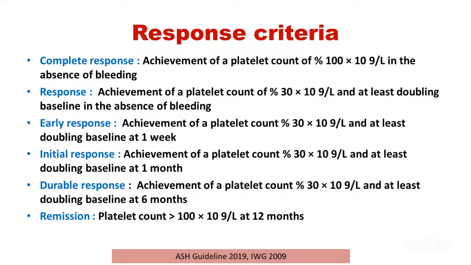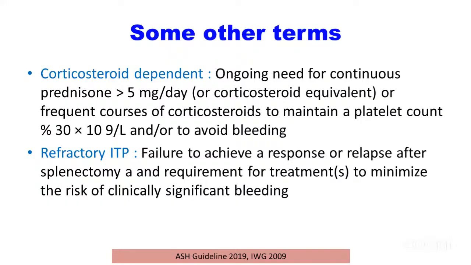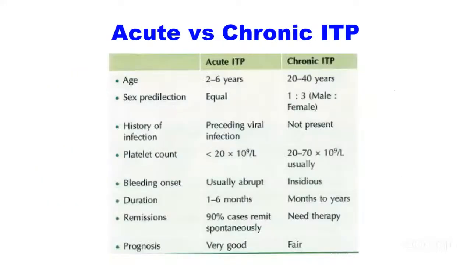So these are the American Society of Hematology Guidelines 2019. There are some other terms, like corticosteroid dependency, when continuous prednisolone more than 5 milligram per day or a corticosteroid equivalent is required, or frequent courses of corticosteroid are needed to maintain the platelet count more than 30,000 to avoid bleeding. Refractory ITP, I have already mentioned, is when there is a failure to achieve a response or a relapse after splenectomy, and a requirement of treatment to minimize the risk of clinically significant bleeding.